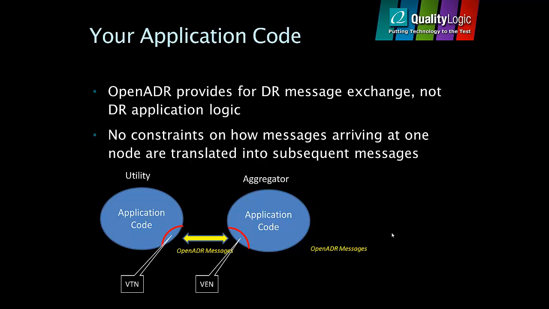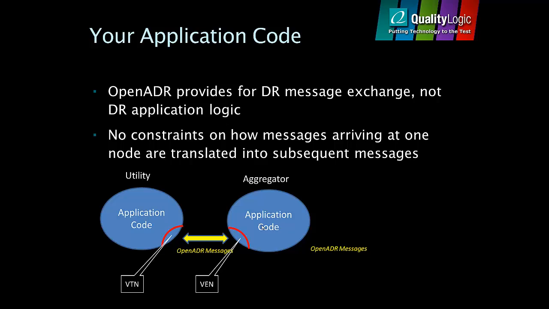OpenADR provides for demand response message exchange and not demand response application logic. There are no constraints on how messages arriving at one node are translated into subsequent messages. For instance, an operator at the console of a demand response management system at the utility may initiate an event. What happens is that the details of the event get packaged into an XML payload and shipped via OpenADR messages from the utility to the aggregator in this example.